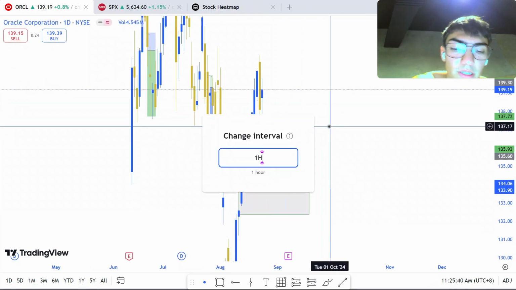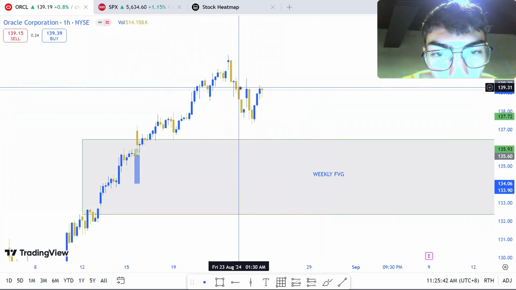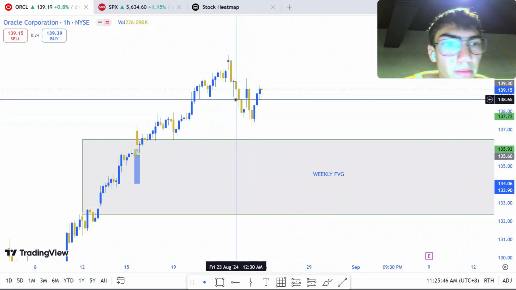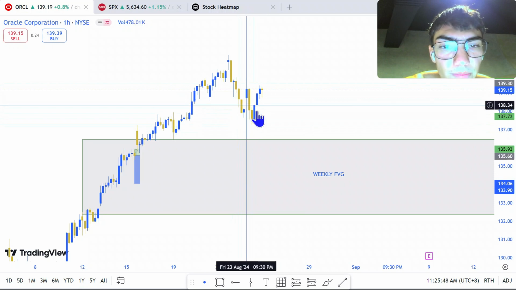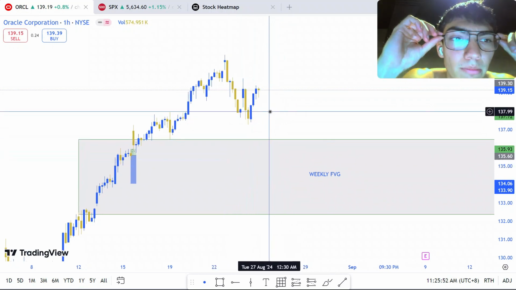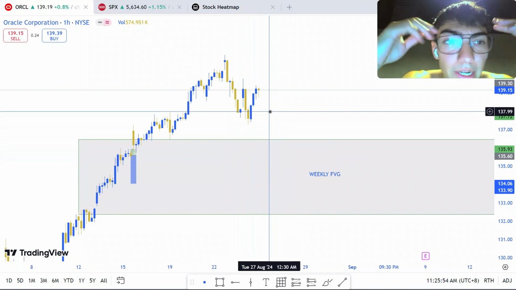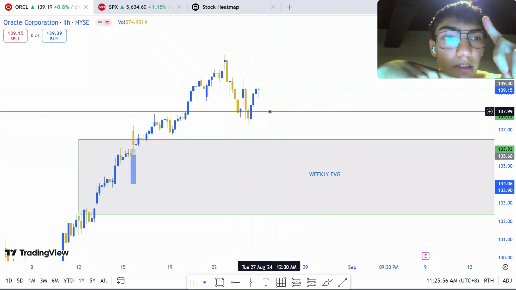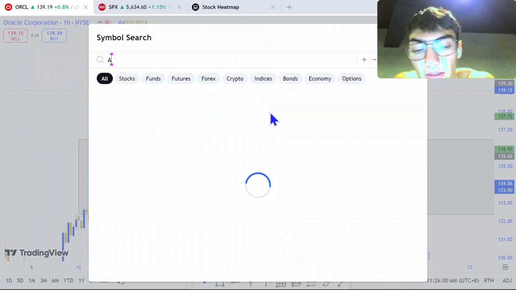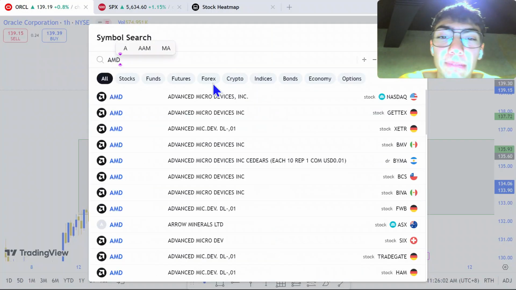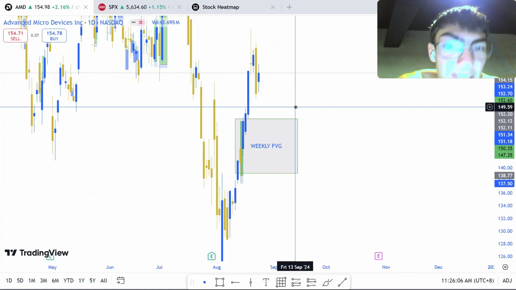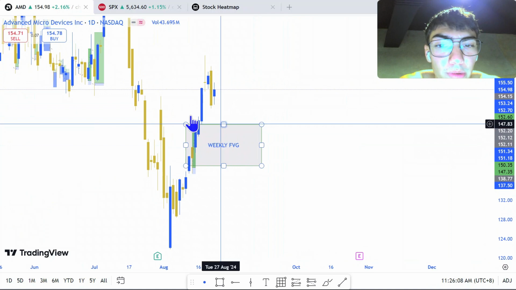But on this one, I would do the same. 1 hour break of structure to the downside. 15-minute, 5-minute entry short. Then short to the fair value gap. Once it's in the fair value gap, you have to wait for a 1 hour break of structure to the upside and then go long. And then this is the last stock I'm trading, AMD, man. Now this one is in the NASDAQ, so we don't got to worry about it.